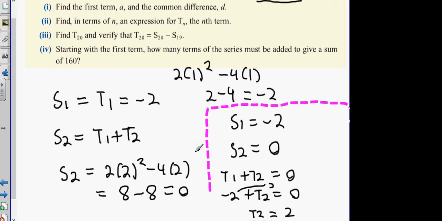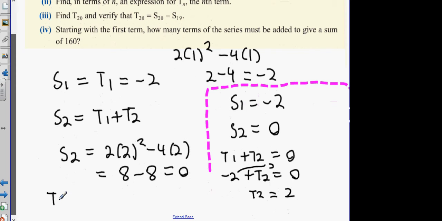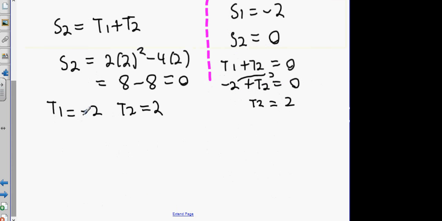Okay? That's alright. Next thing. We now know that T1 is minus 2. We know that T2 is plus 2. What's the difference between the two of these? 4. The difference between minus 2 and plus 2 is 4. And the A value is the first term, which is minus 2.